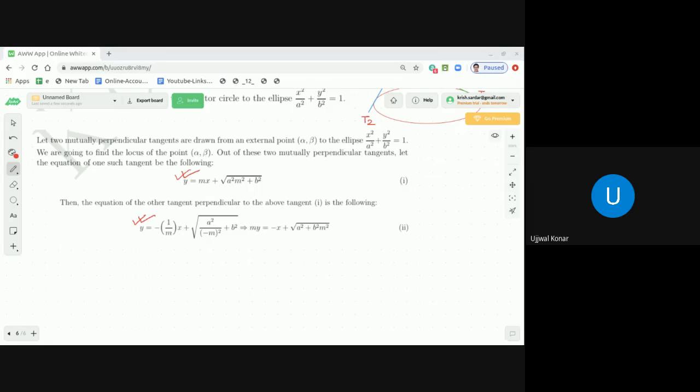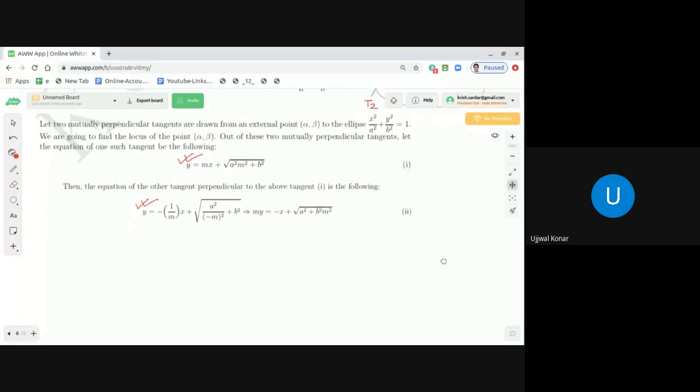Correct? Now we are going to derive the locus. Definitely, dear students, (alpha, beta) is the point of intersection of these two straight lines 1 and 2. That means (alpha, beta) must satisfy both the equations. Correct or not? (Alpha, beta) will satisfy both the equations, and eventually we are going to derive this. Let me place the derivation first, and after that I will explain it in detail.